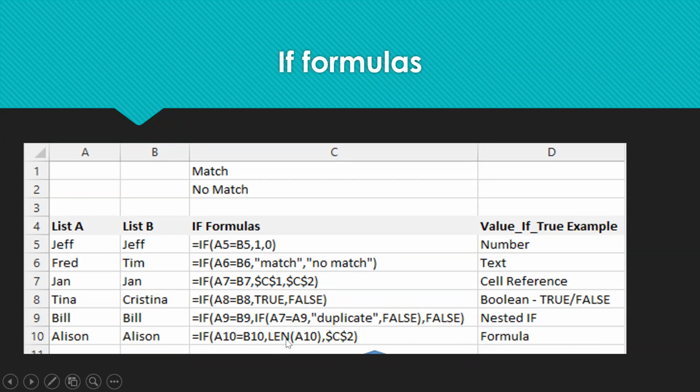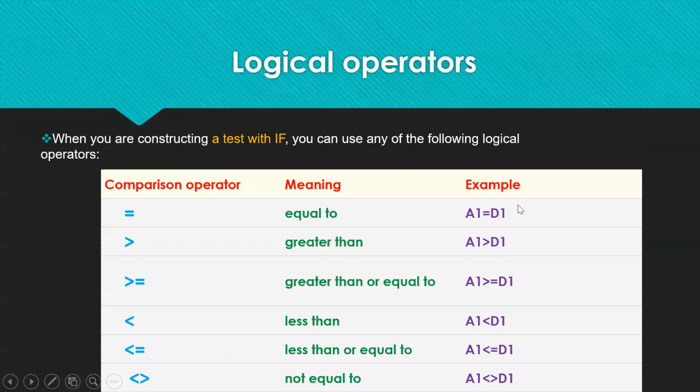Or again it could be a formula. So instead of passing a number or something else, you can pass any function, like the length of A10, or a combination of other things. It could be numbers, text, any value, or a combination of a function and another cell reference.